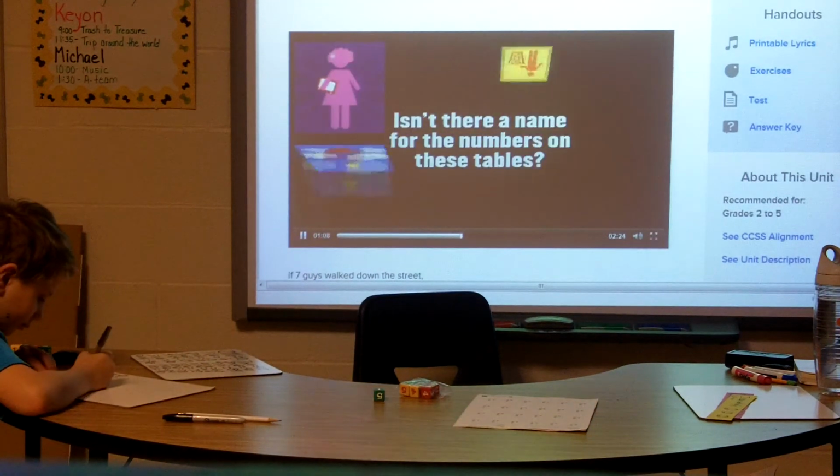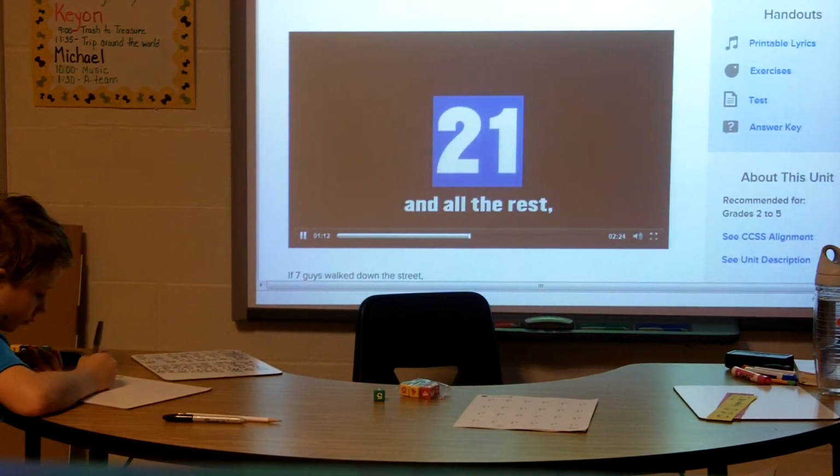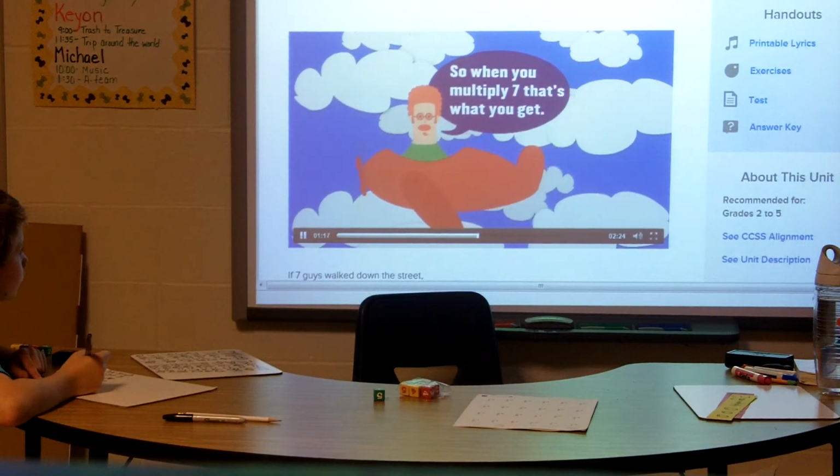Here we go. Isn't there a name for the numbers on these tables, like 14, 21, and all the rest? Those numbers are multiples of 7, you bet. So when you multiply 7, that's what you get.